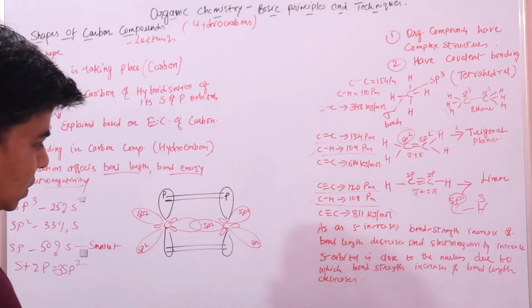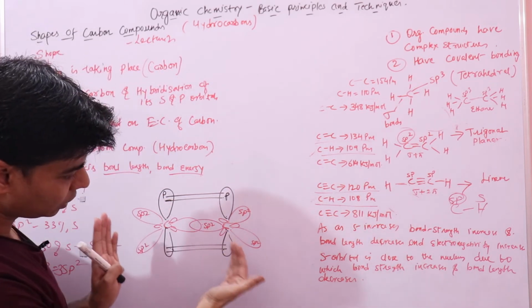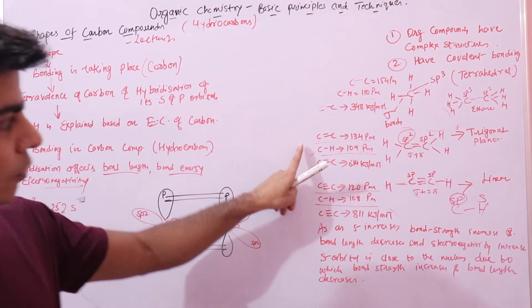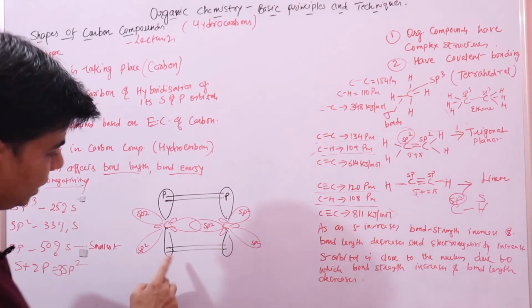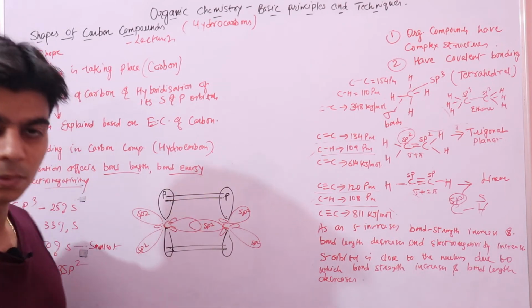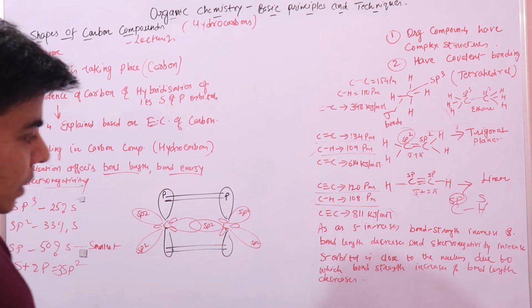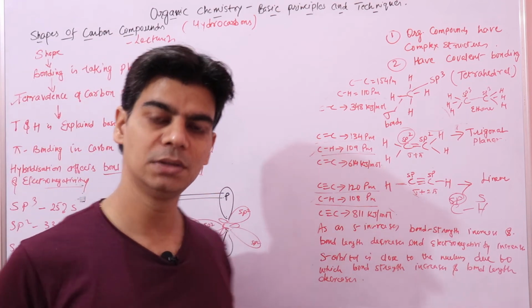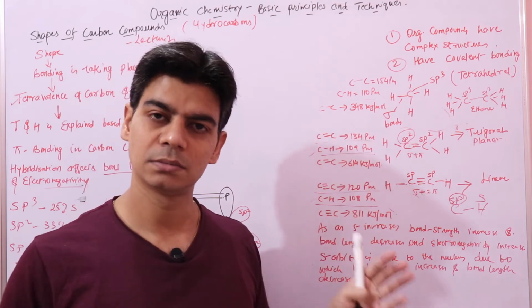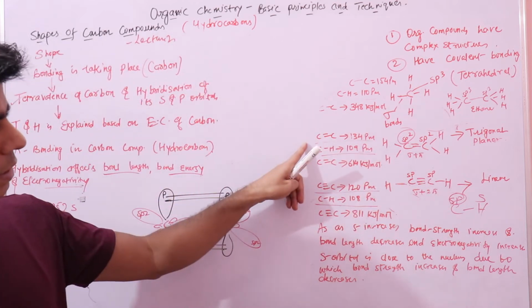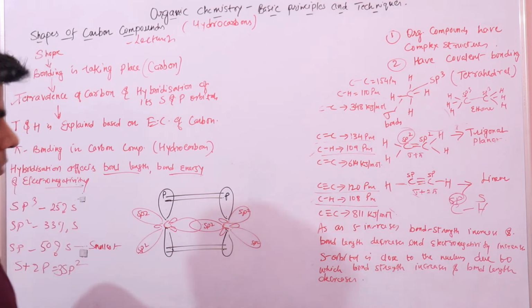So it also adds towards the lessening of the carbon-carbon double bond length, because we have this additional pi bond. This additional pi bond will bring these two carbon atoms closer, thereby shortening the bond length. That is why a double bond is shorter than a single bond.